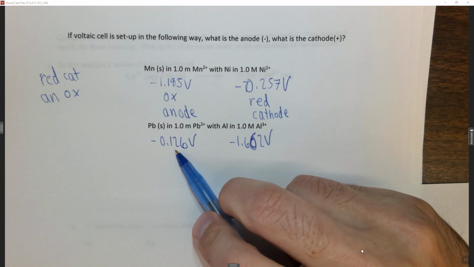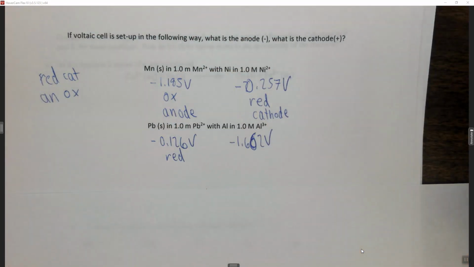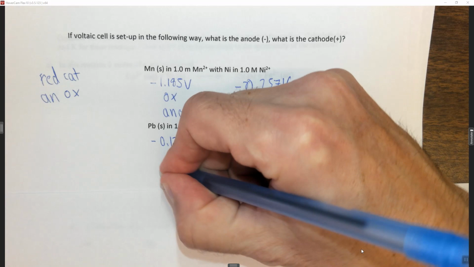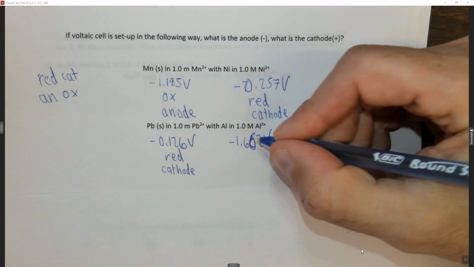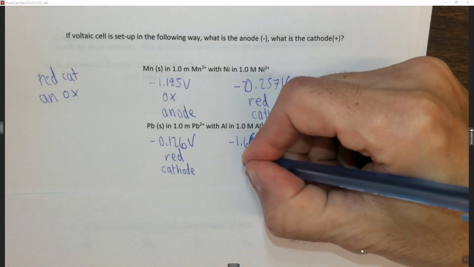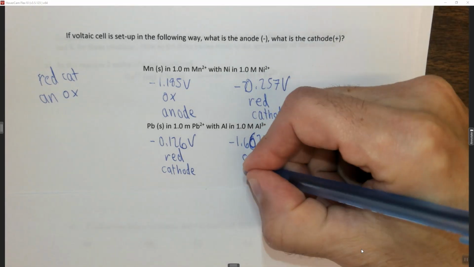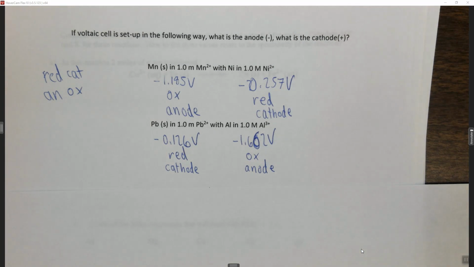Again, because this is higher on the list and because it's a bigger number, this is where reduction is occurring, and this is the cathode. And this is the lower one, lower on the list and a lower number because it's negative. This is where oxidation is occurring, and this is your anode. So this is how the system works.